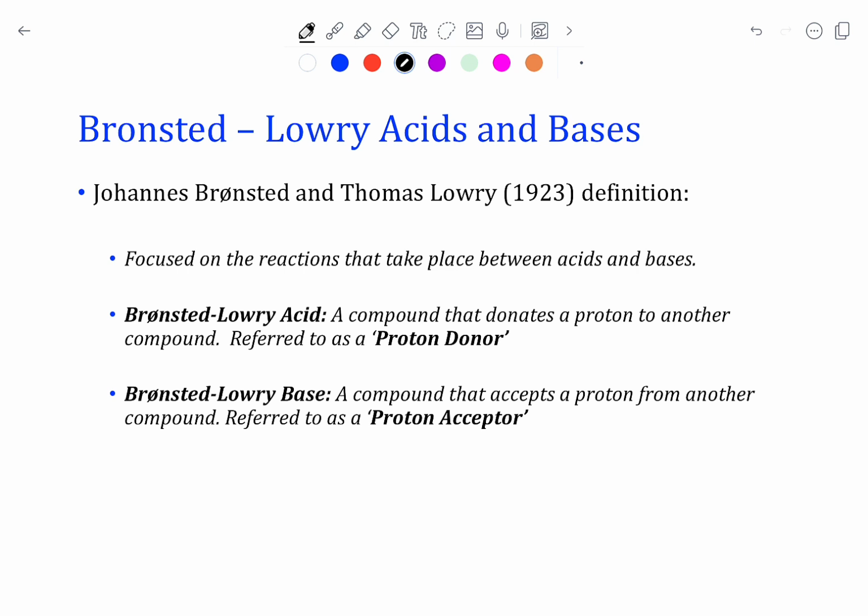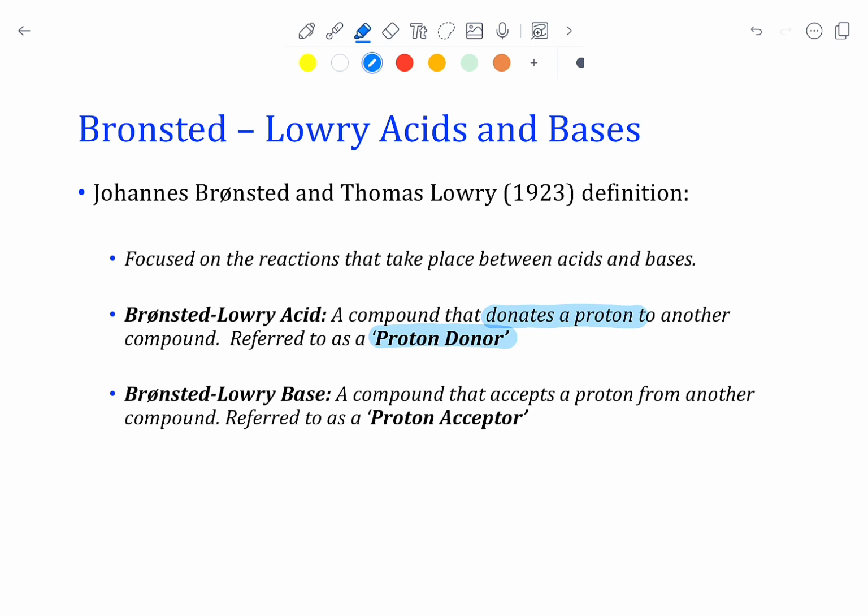So they were able to define a Bronsted-Lowry acid, which we sometimes just refer to as a Bronsted acid, as a compound that donates a proton to another compound. So a Bronsted acid is often referred to as a proton donor. It's giving away its proton. It has a proton, it has a hydrogen that it is able to give away to another compound in that chemical reaction.